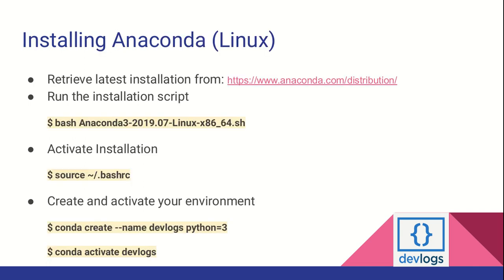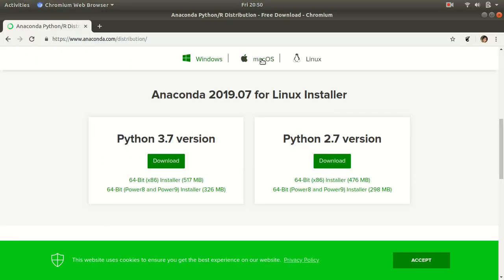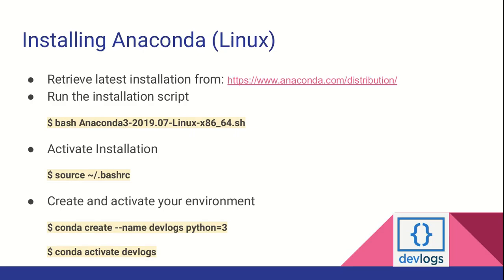First off, we have to install Anaconda. Installing Anaconda is pretty straightforward. All you have to do is go to Anaconda's website. Under the distribution page, you'll find their download links for the different platforms of your choice. In my case, I'll be using Linux, wherein the installation file comes in the form of a shell script which we can execute using bash, followed by the name of the shell script.